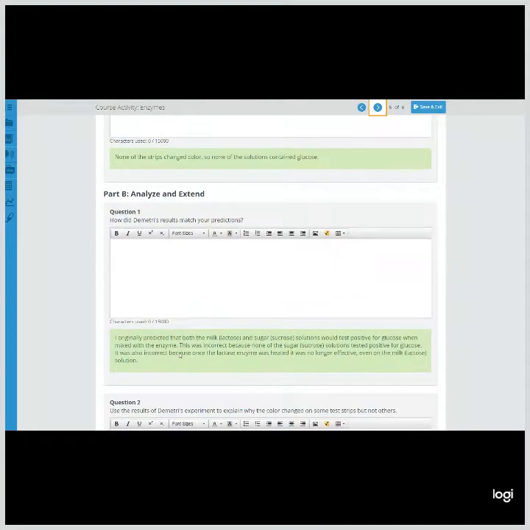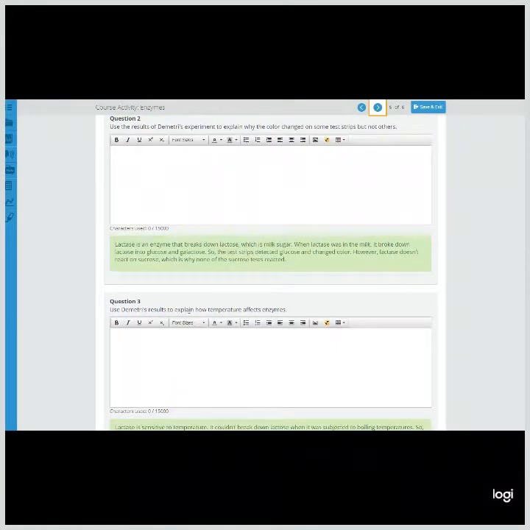Right here is where you're going to say, did your hypothesis predictions match your results? Yes, no, maybe some of them did, maybe some of them didn't. Go ahead and explain if they didn't or did. And it's okay if your prediction did not match your results. That's why we do these experiments.